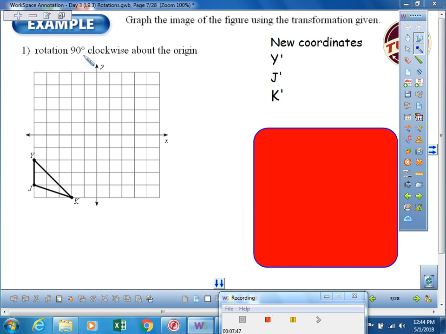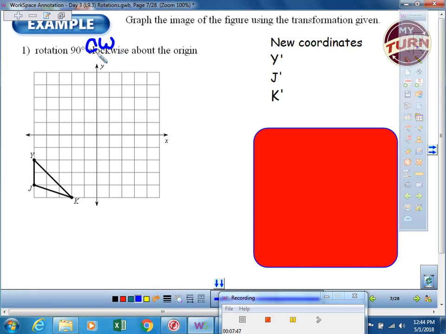If you were asked to write the rule in words for two shapes and you put rotation 90 degrees CW and you didn't put about the origin, you would get it wrong. You wouldn't even get half. If you forget about the origin, it's wrong. If you put CW, it's wrong. If you forget rotation and you have this, I give you half. But a rule in words always has the transformation name.